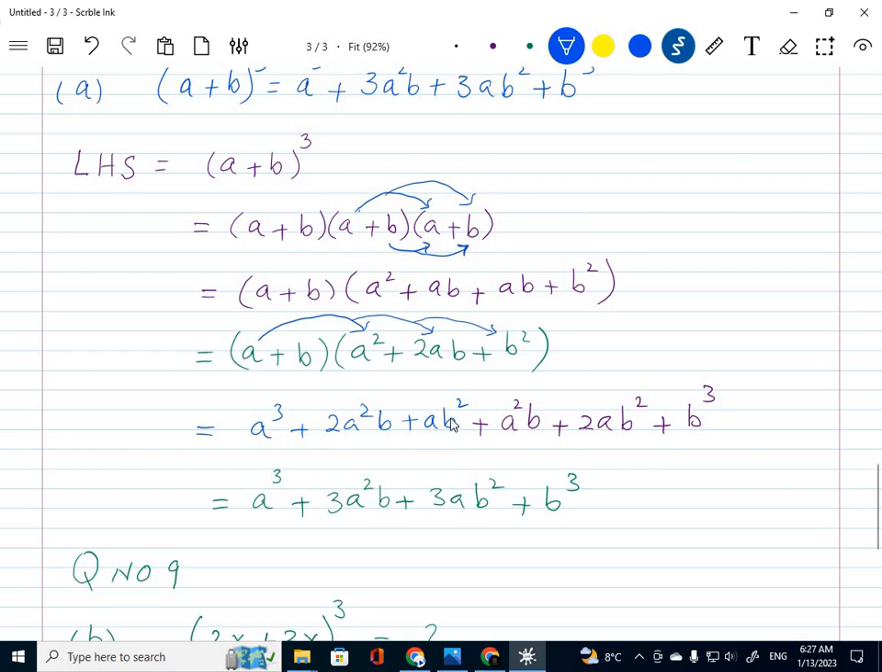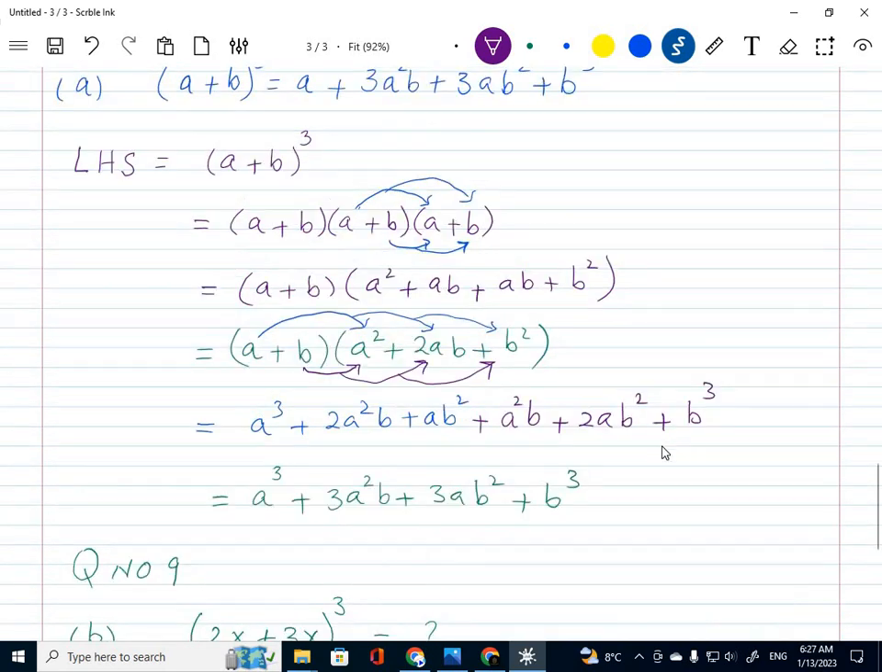Similarly, I have distributed b to a square, then b to 2ab, then b to b square, and I get three terms. When b is multiplied by a square, we get a square b. When b is multiplied by 2ab, we get 2ab square. When b is multiplied by b square, we get b cube.